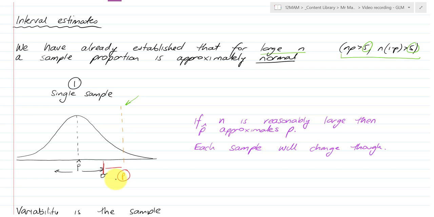If we collect a sample of data and we model it using a normal distribution, and we gather our p hat, so our sample proportion, it should be a reasonable estimate of p, and this is one example of what could happen.